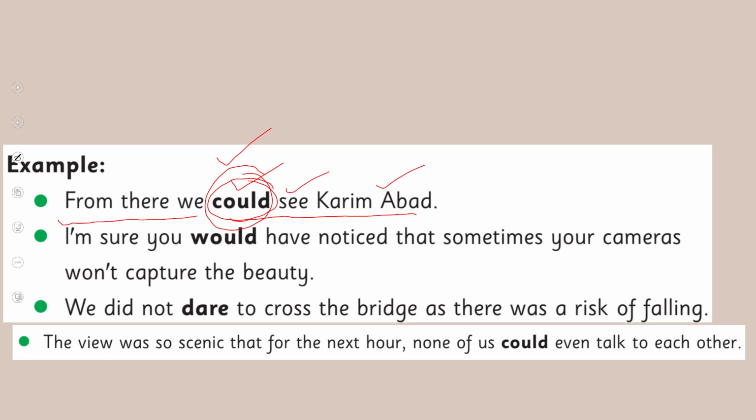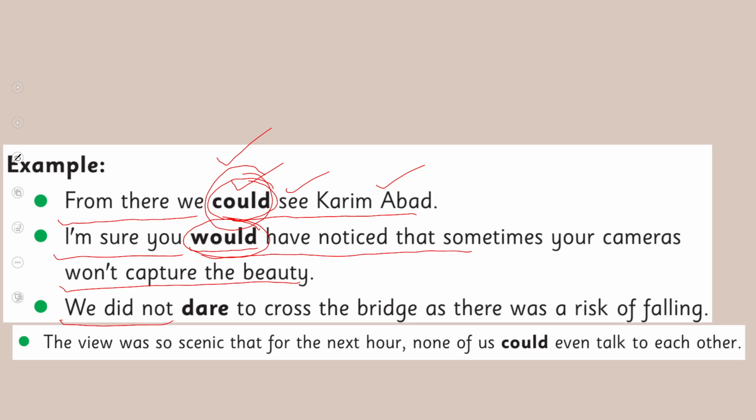Next one, I'm sure you would have noticed that sometimes your cameras won't capture the beauty. Yes, we have this word, would, over here. This is again a modal verb, but what is it telling us? What is the situation? Can you take a wild guess? Yes, you would have noticed. Now, this is not a certainty. This is not for permission. This is not for any offer. This is very much probable. Now, the writer or the speaker is not sure if the reader has noticed or has not noticed. So that's why we used would, and since we are talking in the past tense, that's why we used would.